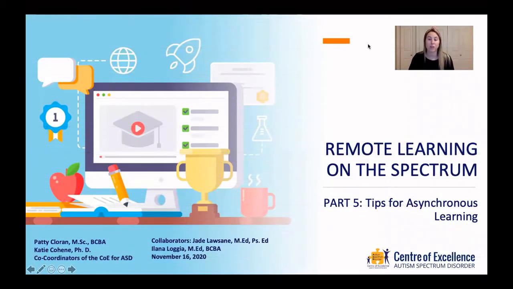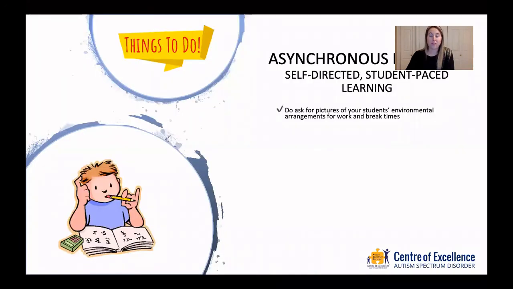So now in part 5, we're going to look at tips for asynchronous learning. So this is learning that happens outside of class meeting times or any learning that's not teacher directed. So maybe one of the first things to take into account is what's the space that my students are working in when they're not in class meetings? Is their learning environment conducive to whatever activity they have to do?